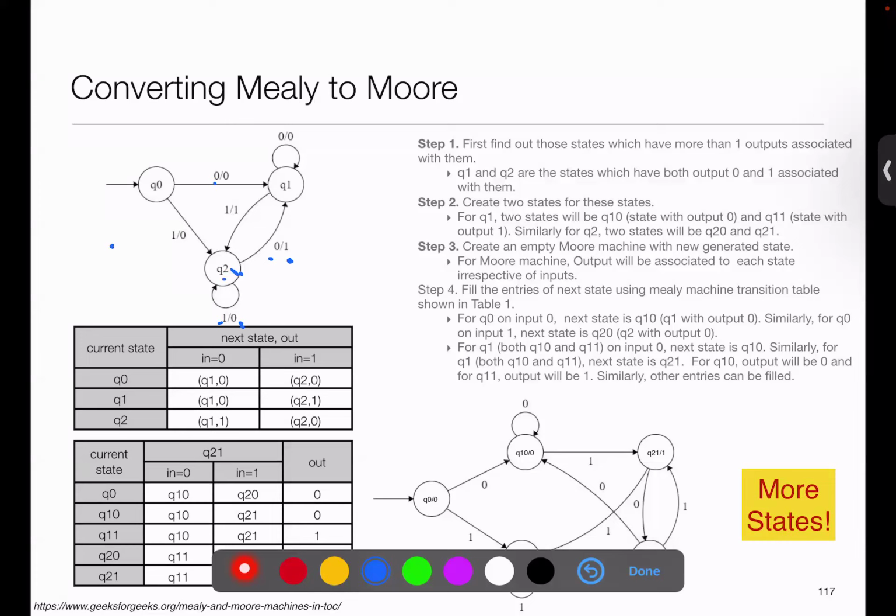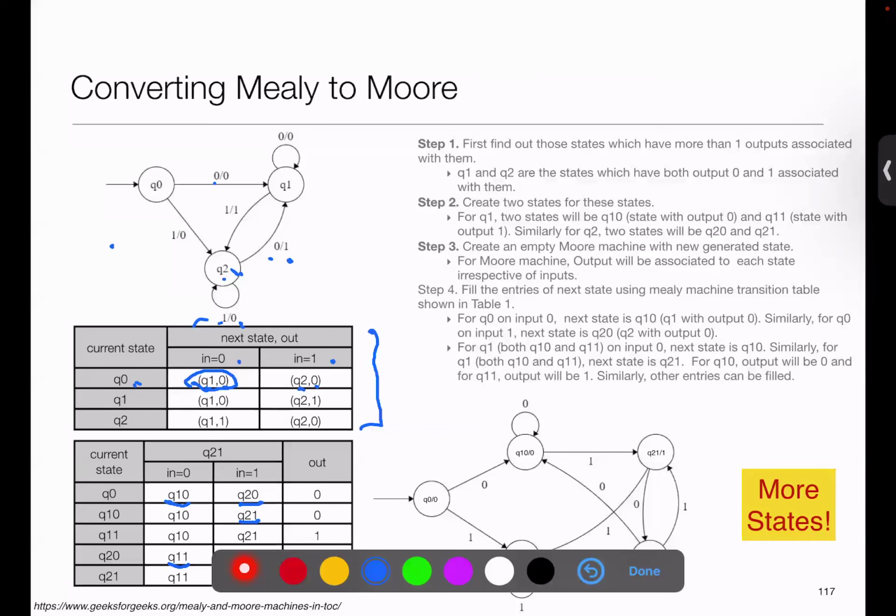This is our original diagram. When I'm in state Q0, if input is 0, then next state is Q1 and output is 0. If input is 1, next state is Q2, output is 0, and so on and so forth. So what I do is I look at these combinations of next state and output and think of them as a new state. Originally I had Q1, but now I have a state called Q10 and a state called Q11. Likewise, I had Q2, and so now I will have Q20 and Q21. So I invent these two new states.